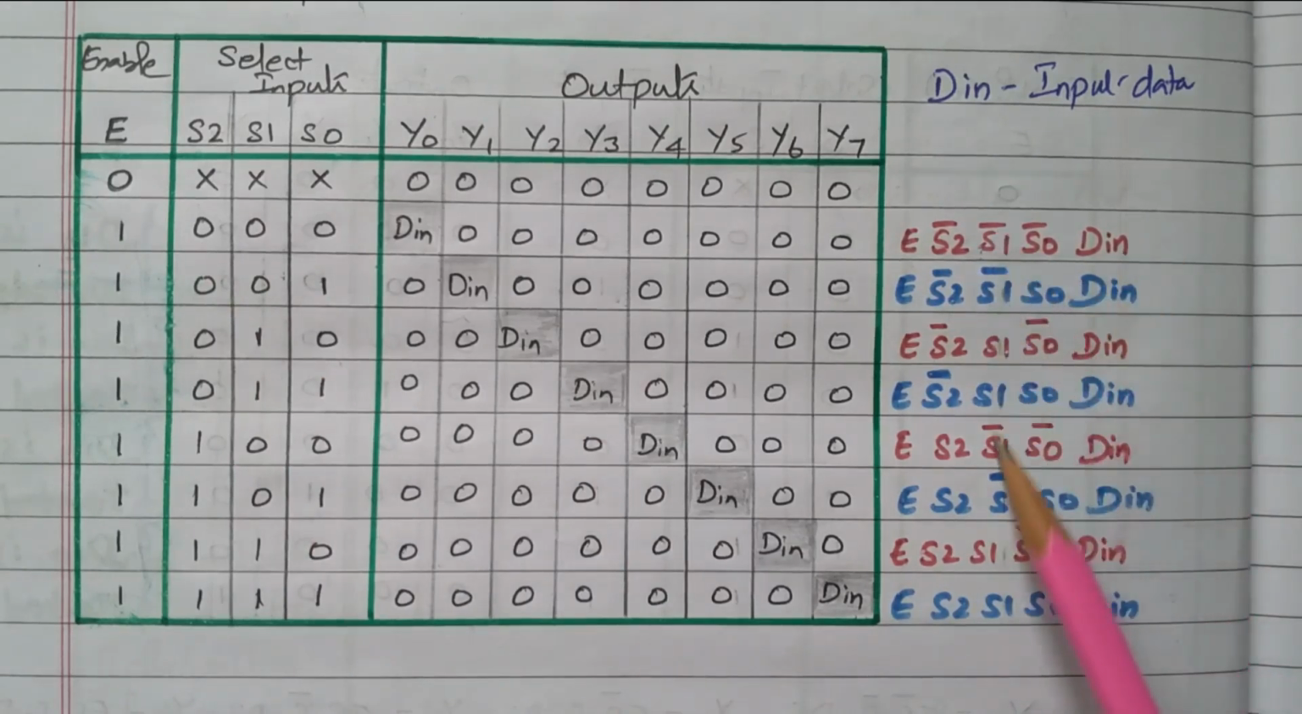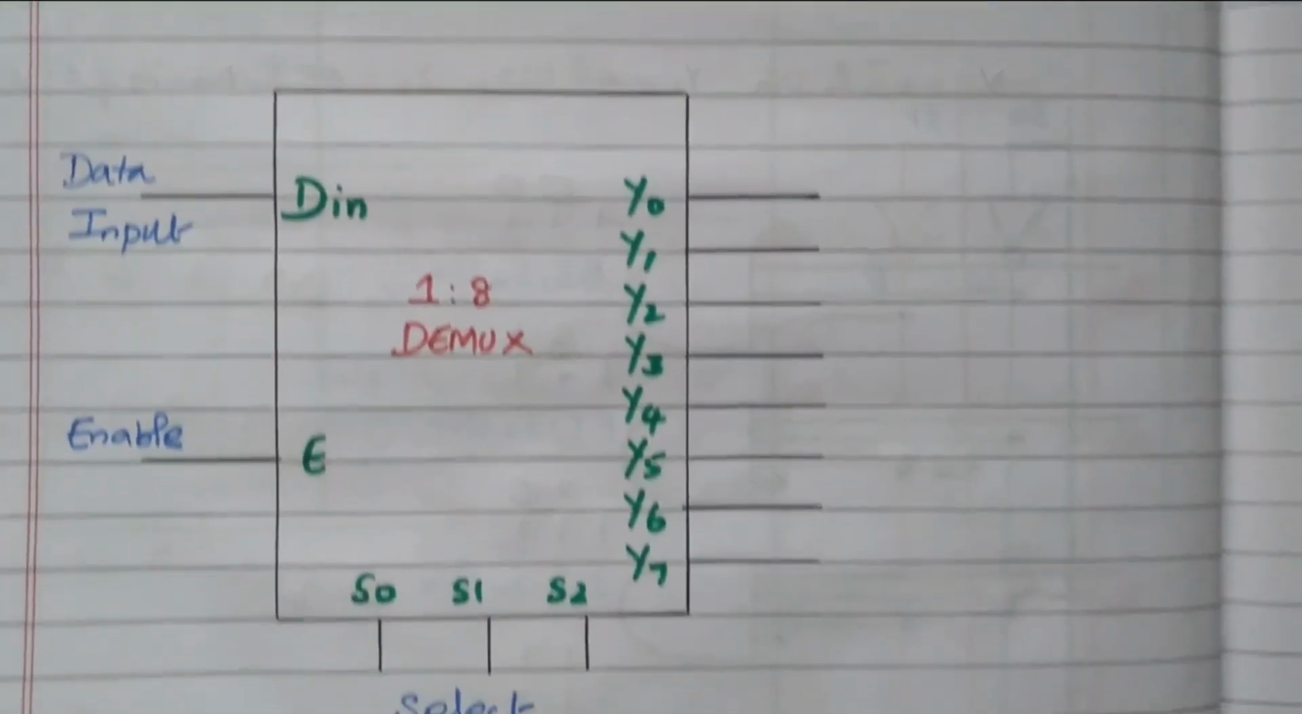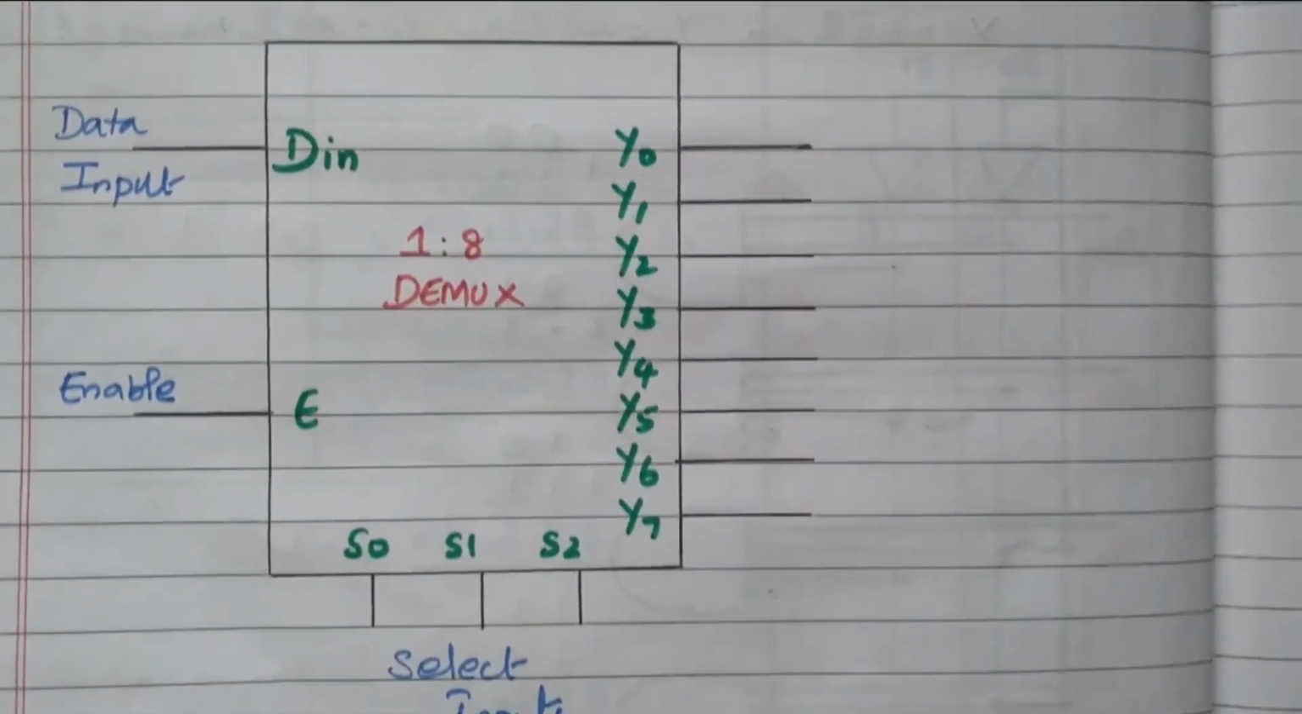So now we need to implement this logical expression using the logic gates. Before that, we'll see the block diagram of the 8:1 multiplexer.